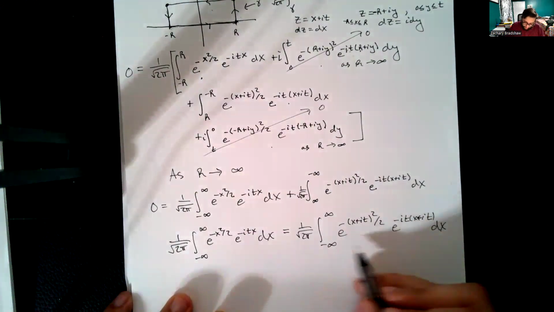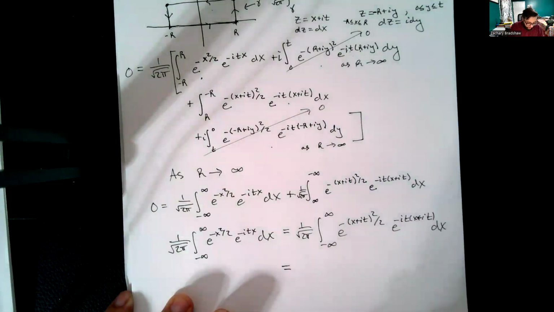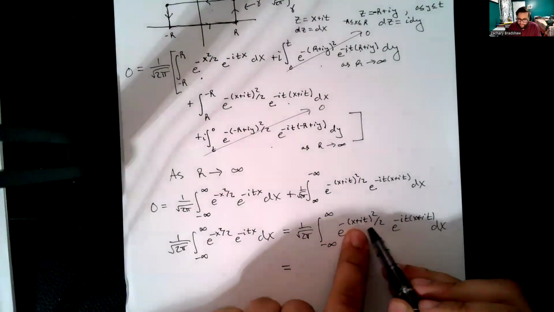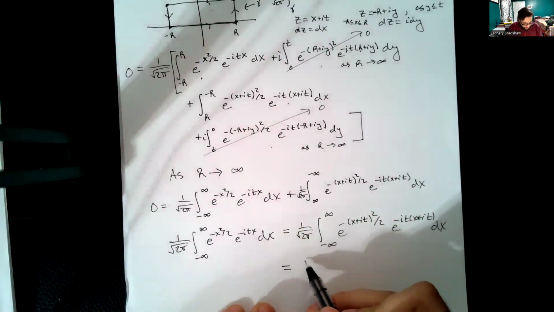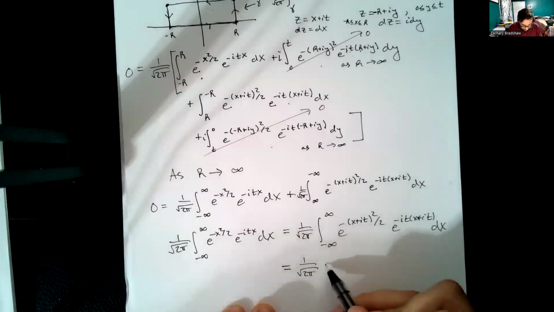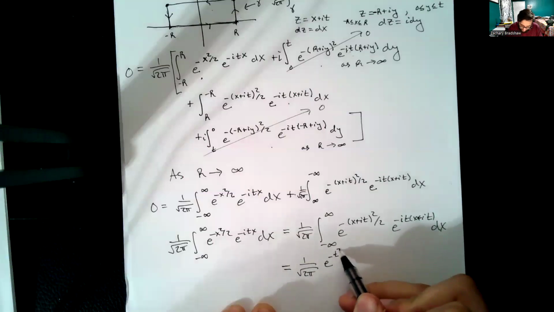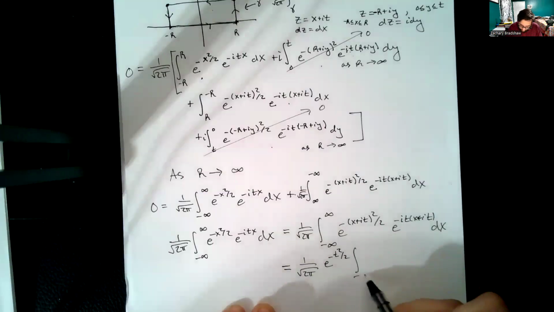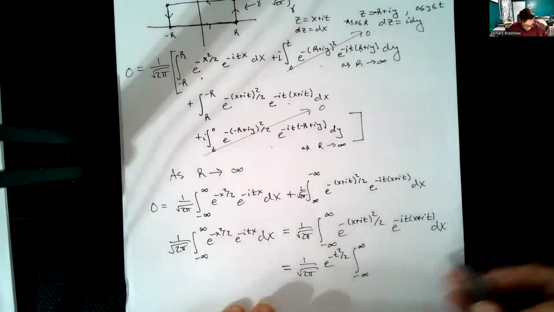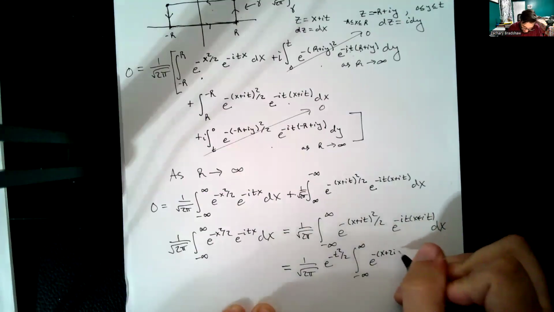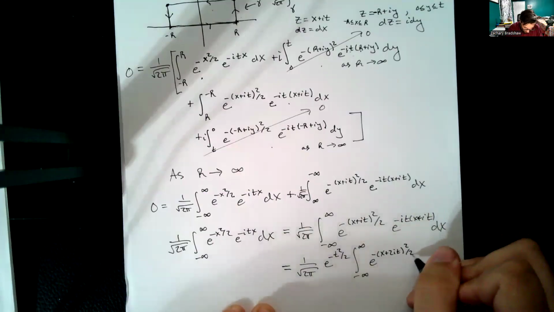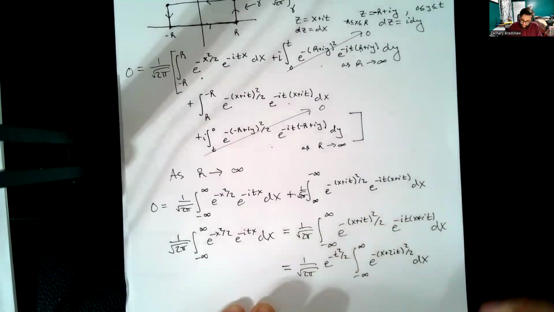And this integral we can write, so if you expand the square out, multiply everything out here, what you'll find is that this is equivalent to 1 over root 2 pi e to the minus t squared over 2 times the integral from minus infinity to infinity of e to the minus (x plus 2it) squared over 2 dx.